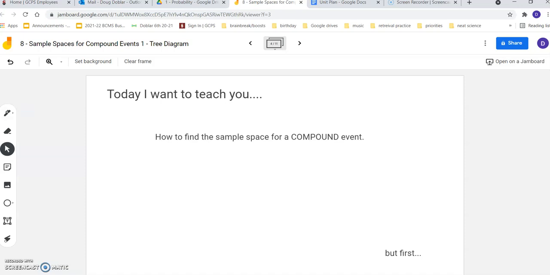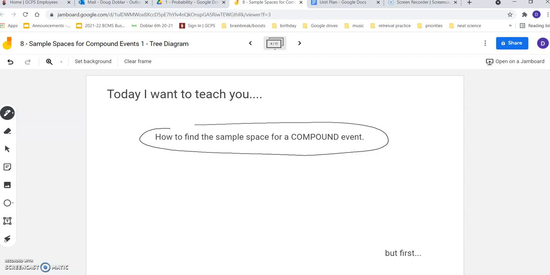Today I want to teach you how to find the sample space for a compound event. So if you would, please make that the title on the next free page in your math notebook. When you have done that, mark the page with a pencil, close it up, put it off to the side, and I'll tell you when it's time to open it up.